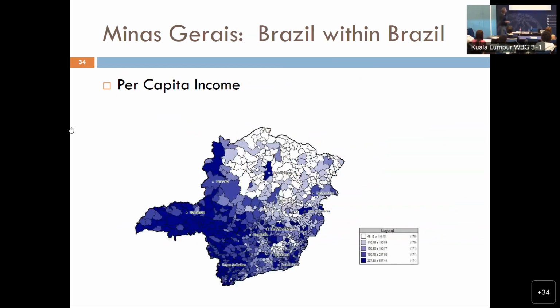This is Ceará, and this plots per capita income as observed in the census. So these numbers here are basically observed income data. As you can see, there's huge variation within that one state. Higher numbers mean higher levels, so these are the richer parts of the state.